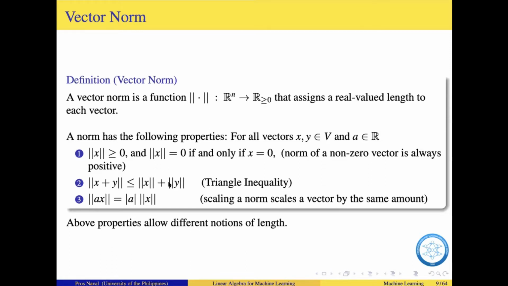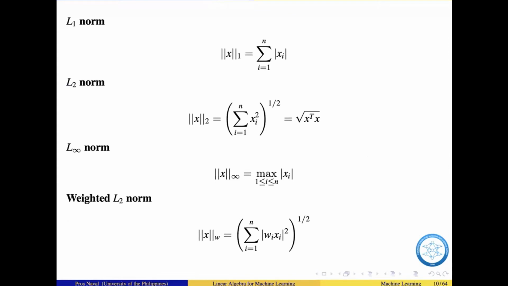So these properties allow different notions of length. The vector norm is not unique. There are many types of vector norms, and here are just a few of them. These are the ones that are commonly encountered in machine learning.